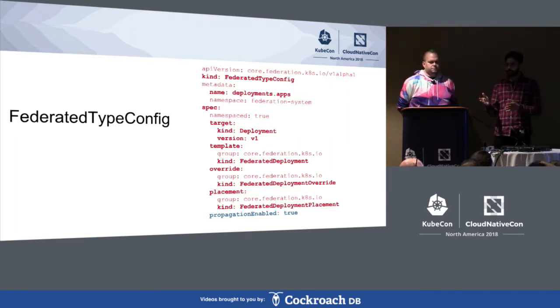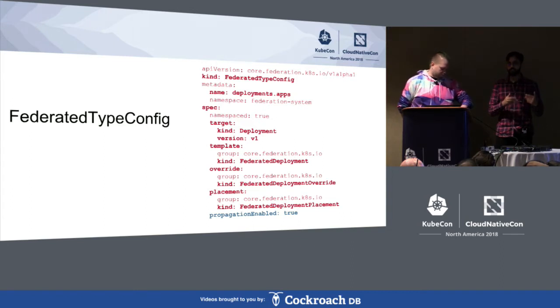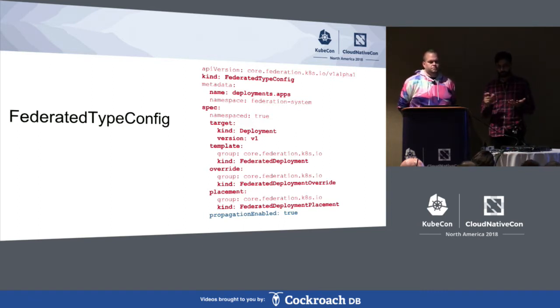What you see here is, on the 7th line, the target. This specifies that the target resource for federating is the deployment here, and the version can also be specified, which is v1. It also says to associate this target resource with the definitions in the federation control plane, the template, override, and placement types. So the federated deployment is the name of the template type, federated deployment override is the override type, and federated deployment placement is the placement type.